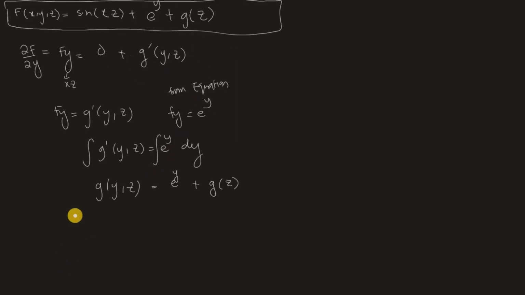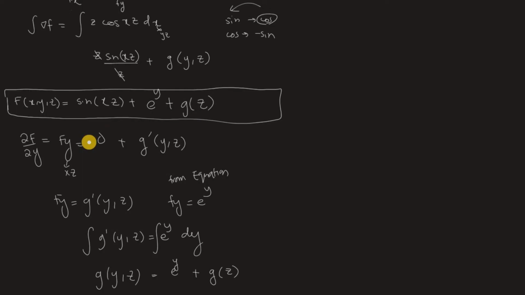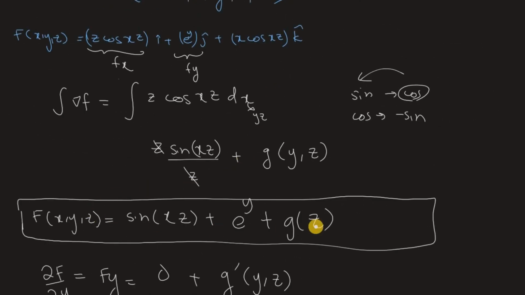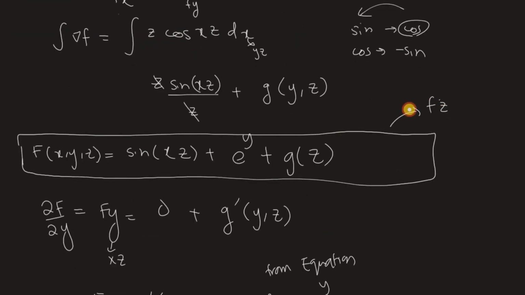Okay, now to find the g of z, we're going to do the same thing that we did for the y. How about we differentiate this function with respect to z now? So we're going to get f of z from this equation, and we're already given the f of z from this equation. So like this, we can find the constant in here as well. Okay, so let's go ahead and do this.